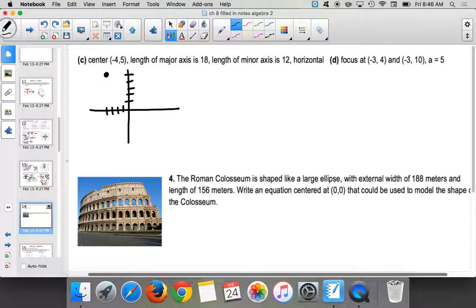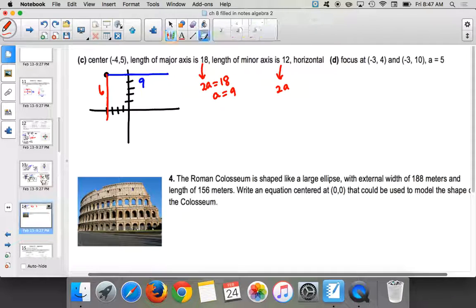And now it says the length of the major axis is 18 and the length of the minor axis is 12, and it's a horizontal ellipse. So if it's horizontal, that means we're going to go out a distance of 9 horizontally, and we're going to go up and down a distance of 6. Do you guys see why we would do those numbers, 6 and 9? So this is 2a equals 18, so a is going to be 9. And this is 2b equals 12.